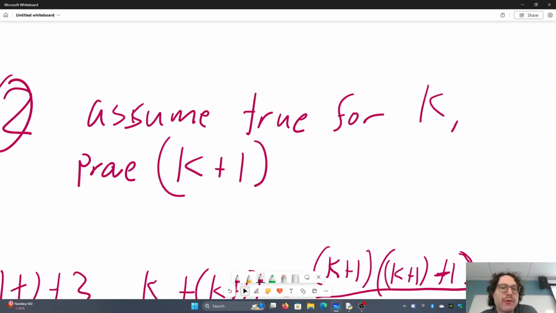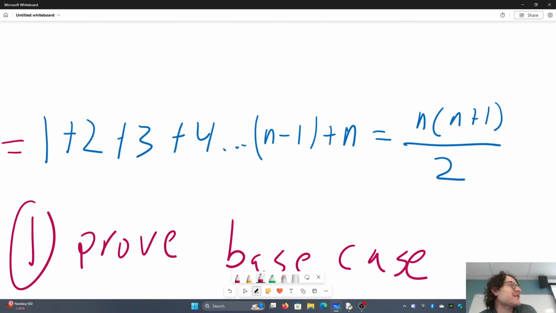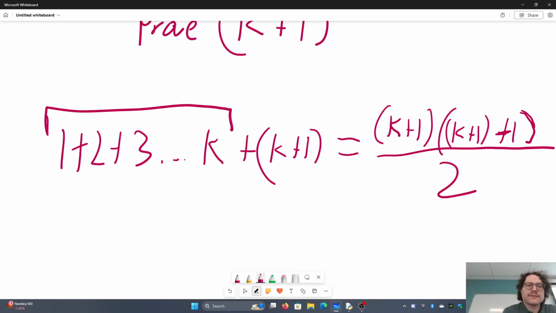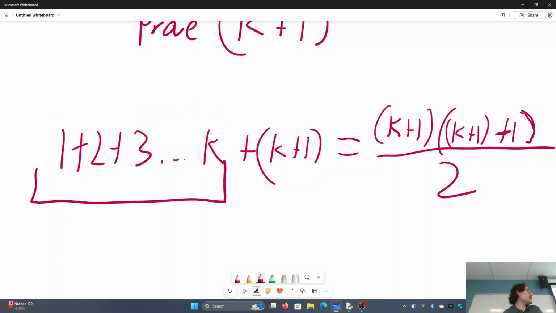So if it assumes that works for k, that means we can use this equation over here that we said we assumed it worked for, all the way up through k minus 1 and k, right? We can assume. Now, what does that give us? Well, this is a finite series, and this part we can rewrite now, because that's 1 plus 2 plus 3 plus 4 all the way up to k minus 1 plus k.